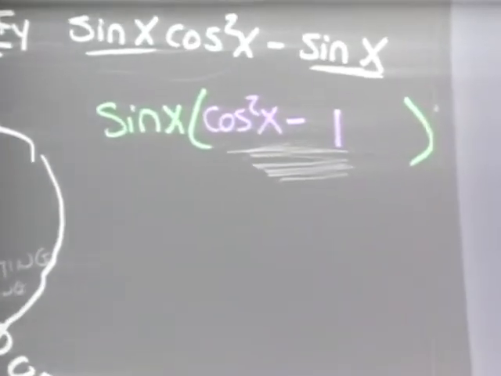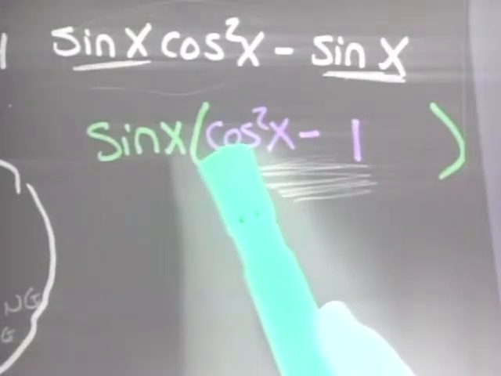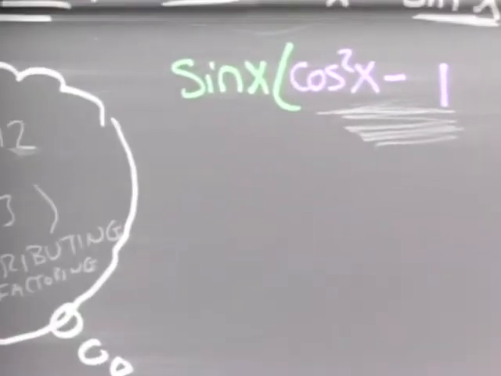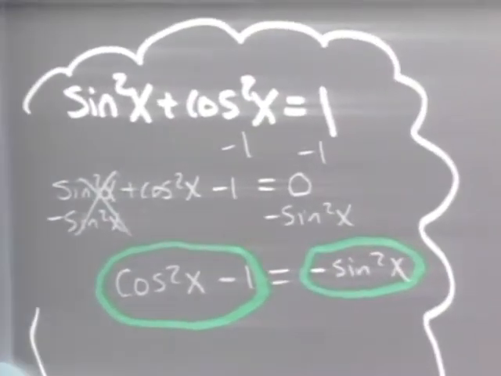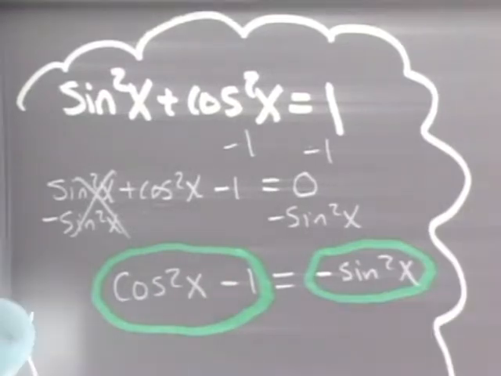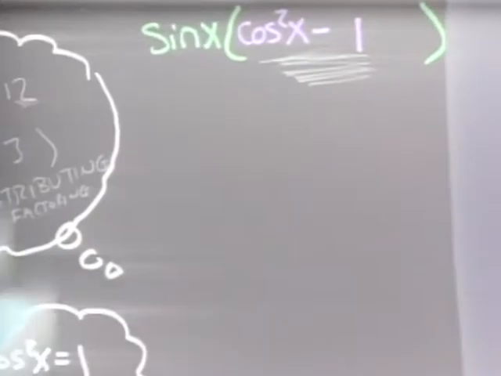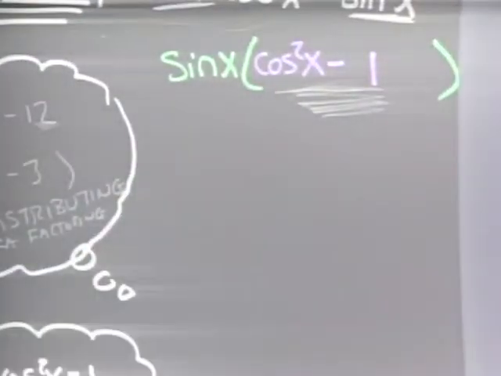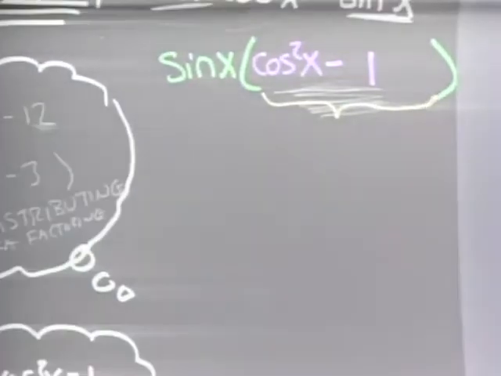After we factored out or undistributed the sine x, we had sine x, and then a parenthesis, cosine squared x minus 1. This thing we did on the side note here says if you ever see a cosine squared x minus 1, you can replace it with a negative sine squared x. So watch how as we apply that here. This right here can be substituted out.